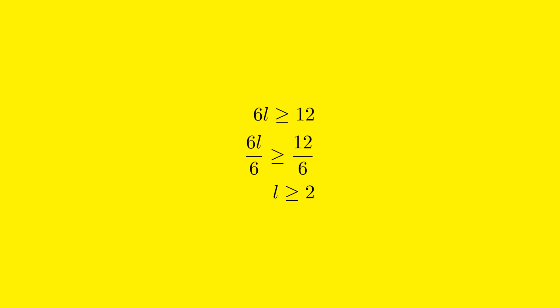In summary, by dividing both sides by 6, we simplified the inequality to L greater than or equal to 2. Our final solution in both inequality notation and interval notation is L greater than or equal to 2, and bracket 2, comma, infinity bracket, respectively.